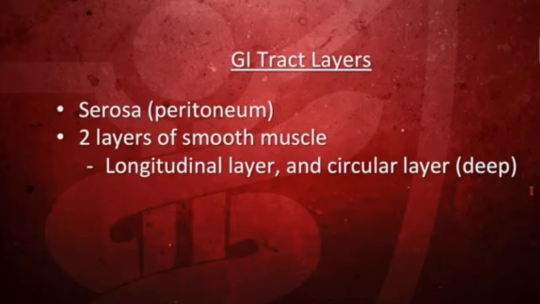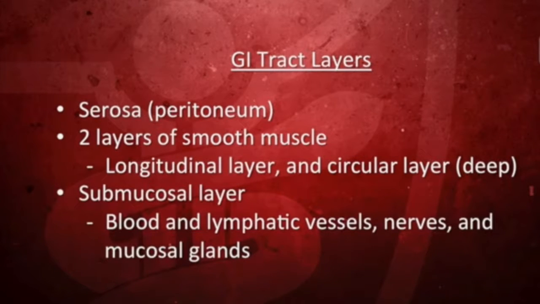Deep to the muscles is a submucosal layer containing blood and lymphatic vessels, nerves, and, in some regions of the tract, mucosal glands. Lining the lumen of the gastrointestinal tract is the mucosal layer, which is composed of epithelial cells specialized according to the function of each of the regions of the digestive tract.